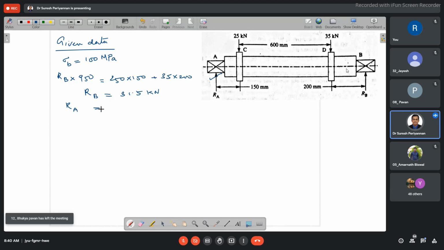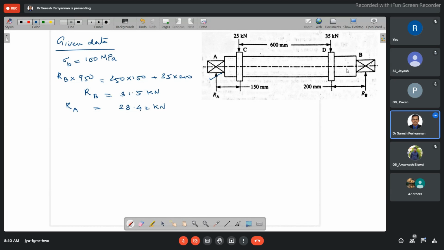Then similarly, can you tell me RA? Very simple, no? Summation of the loads acting on the bar. 28.42, sir. Yes, thank you.